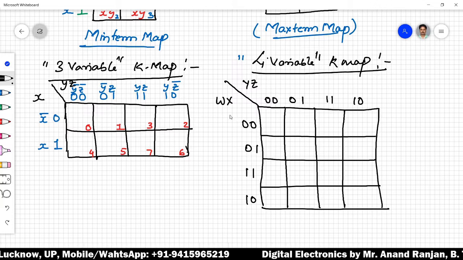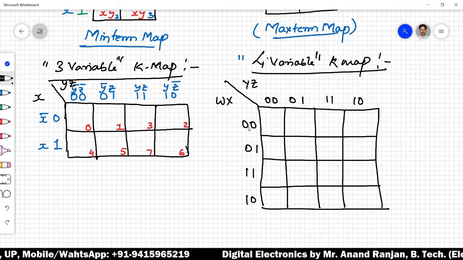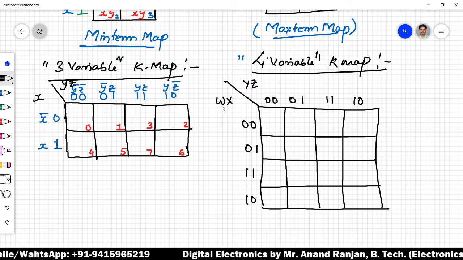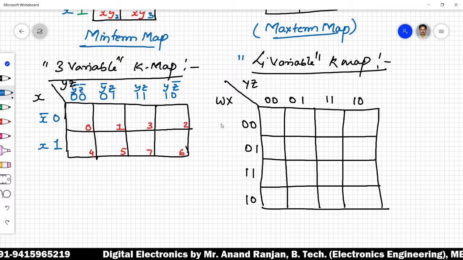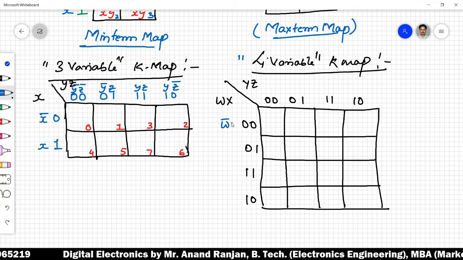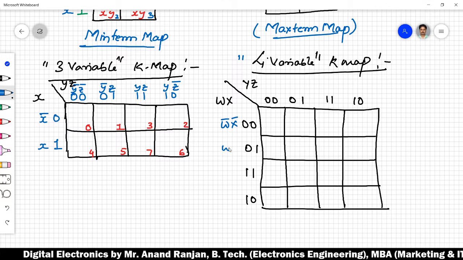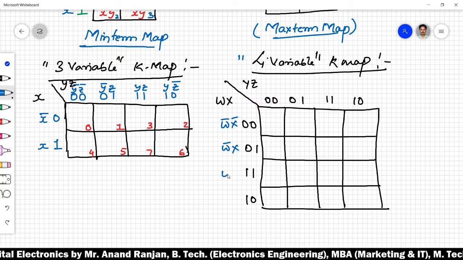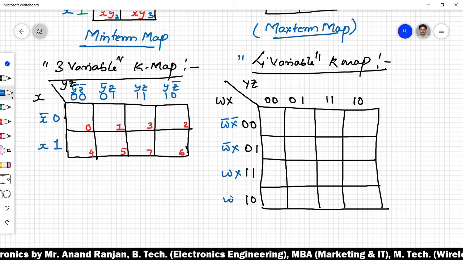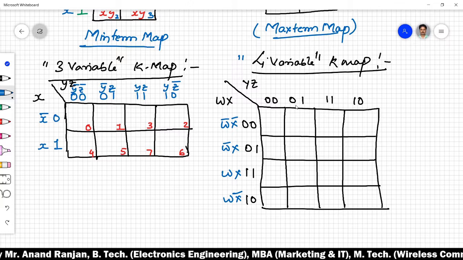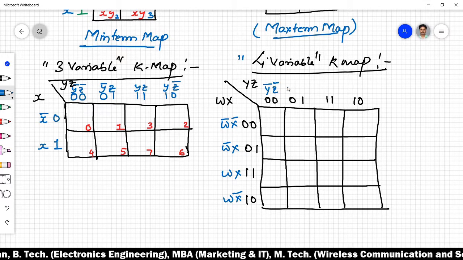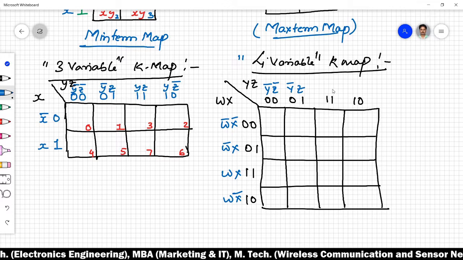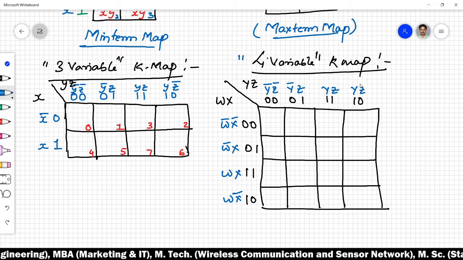So now let me mention the combinations with respect to the variables. This represents w bar x bar, this is w bar x, this is w x, and this is w x bar. Similarly, this will be y bar z bar, this is y bar z, this is y z, and this is y z bar.